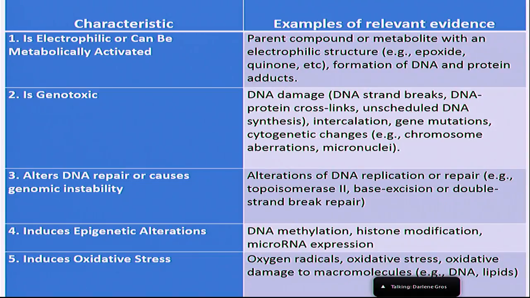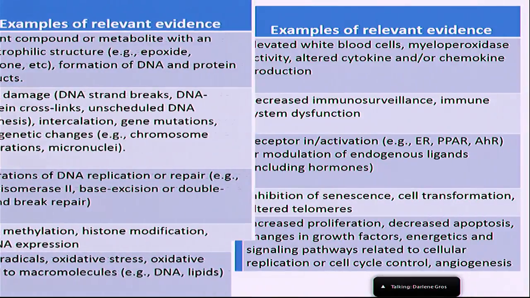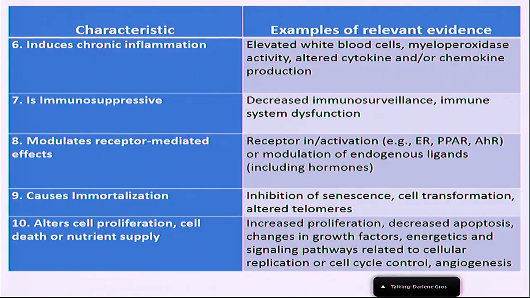Oxidative stress: does it induce oxygen radicals and oxidative damage to molecules? Chronic inflammation: elevated white blood cells, altered cytokines, things like this. Is it immunosuppressive, where it would decrease immunosurveillance and cause immune system dysfunction?